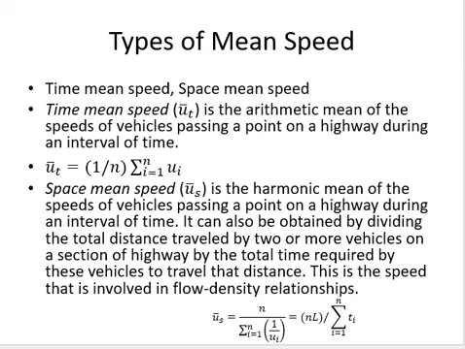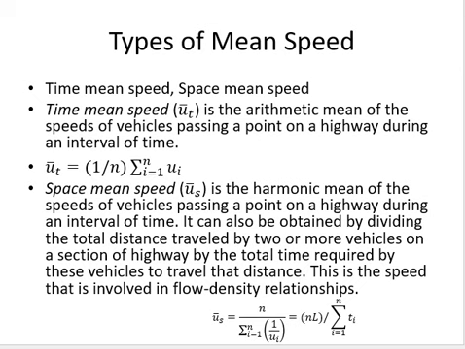Another way of finding out the speed is called space mean speed. There are two ways to calculate a space mean speed. One is by using the speeds directly. So you have the speeds of 10 cars, you can calculate time mean speed or space mean speed. If you take the simple mean, it's time mean speed. If you take the mean like this, it is called space mean speed. This type of mean is called a harmonic mean.